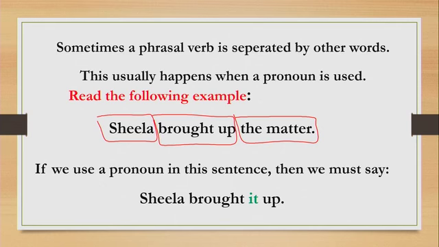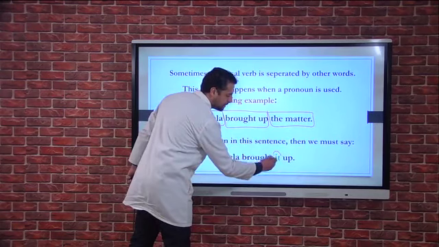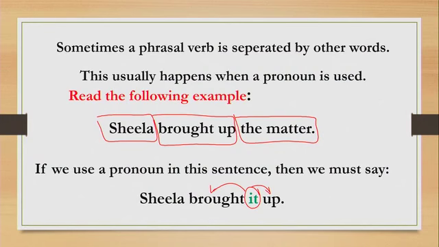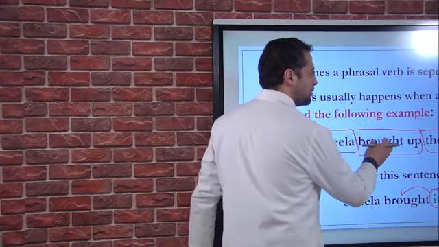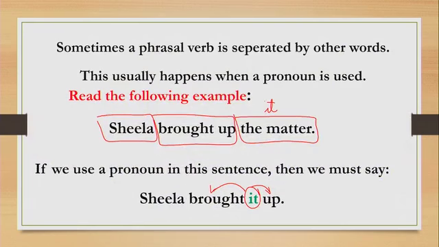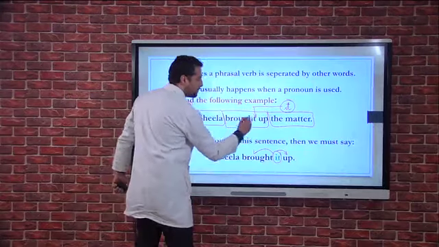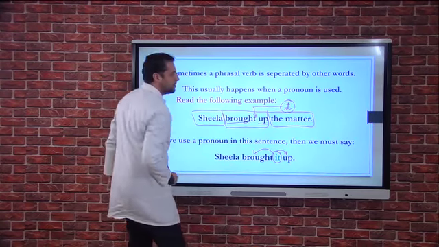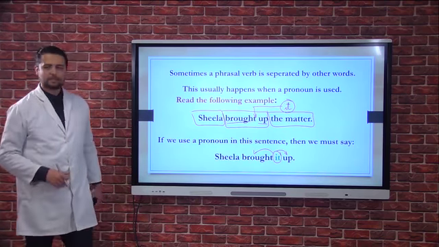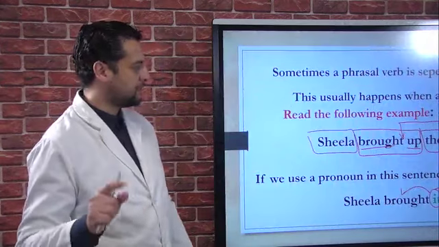We have Sheila brought it up. Be careful with the position of it. It's between the verb and the preposition, which means if we follow the logical order, we would say Sheila brought up it. But this sentence is not correct, which means we have to take this pronoun and put it between the verb and the preposition or the adverb, according to the situation that you've got. So this is what you have to bear in mind, and be careful with this kind of thing.